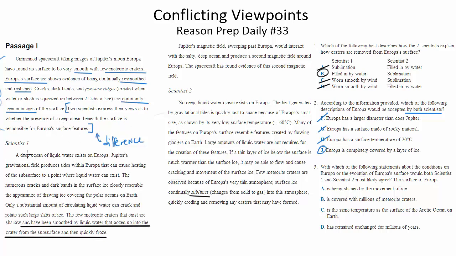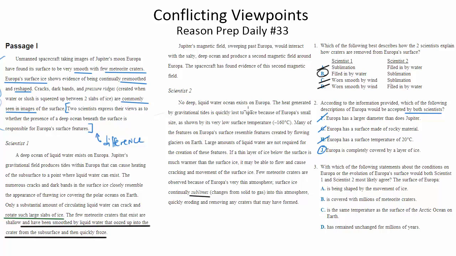Well, in 1, what do we see? We saw this before. Again, you've got these slabs of ice. You've got a lot of water underneath that's rotating the slabs of ice. And through the cracks, water comes up and fills in the holes, fills in the craters. What do we have in 2?